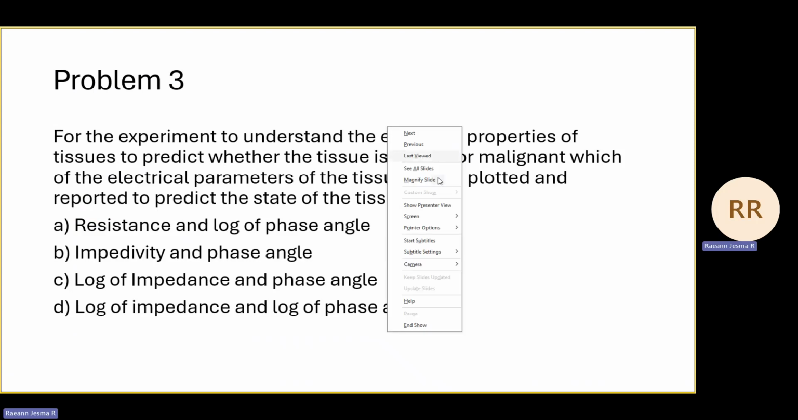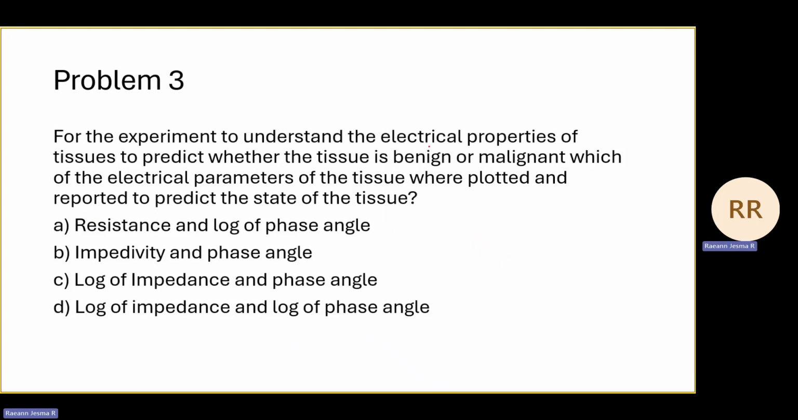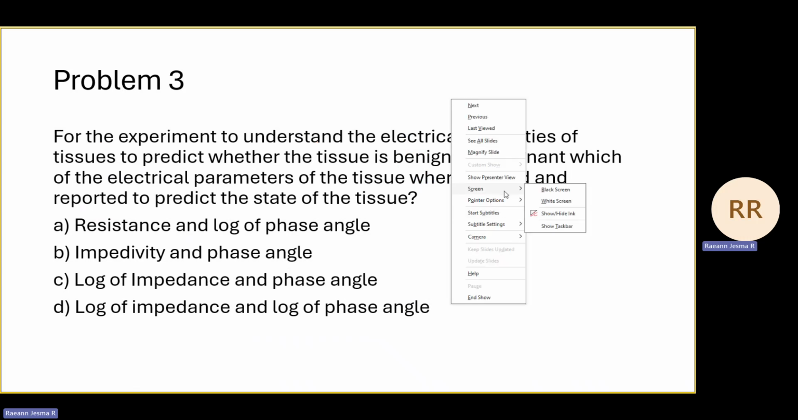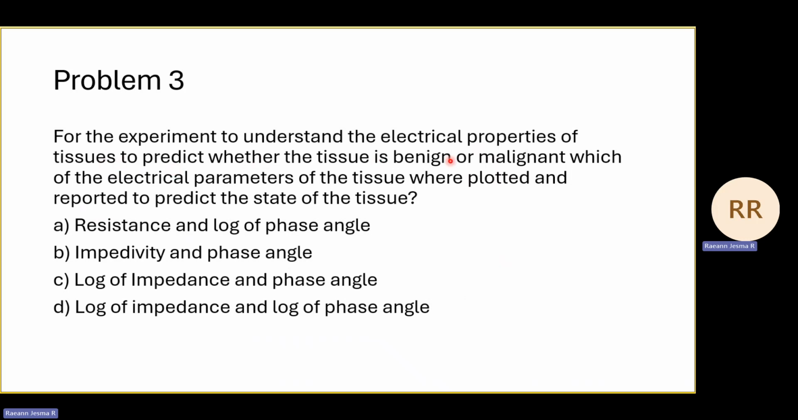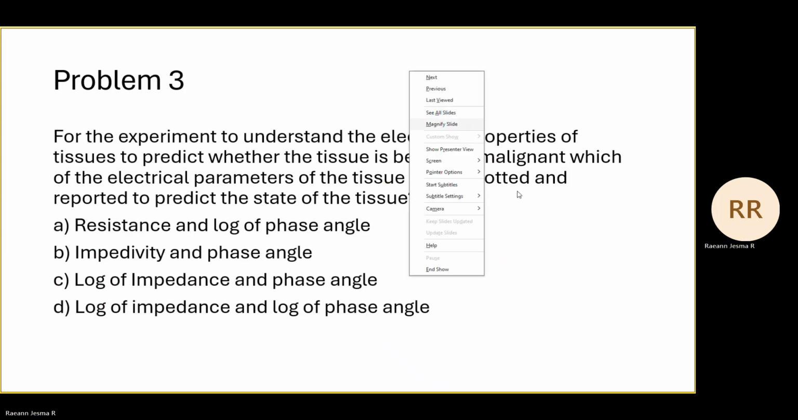Then let us move on to the next question. For the experiment to understand the electrical properties of tissues to predict whether the tissue is benign or malignant, which of the electrical parameters of the tissue are plotted and reported to predict the state of the tissue? Option A, resistance and log of phase angle. Option B, impedivity and phase angle. Option C, log of impedance and phase angle. Option D, log of impedance and log of phase angle.